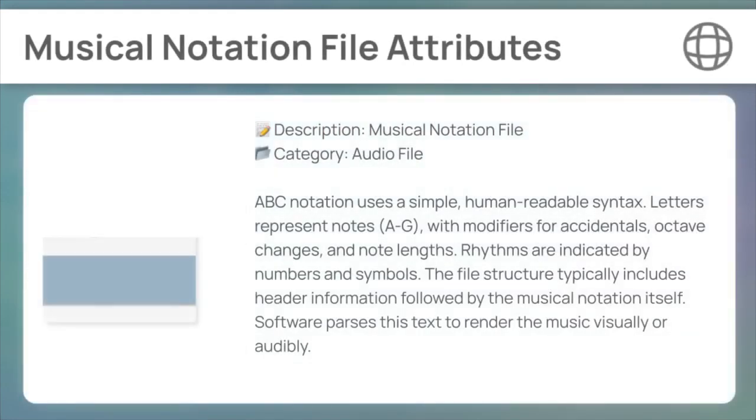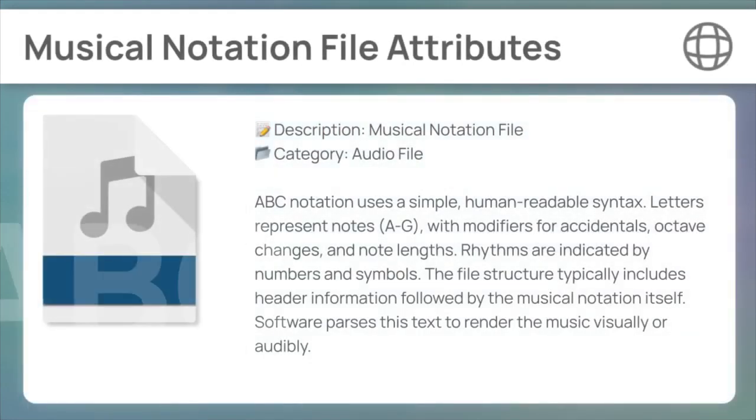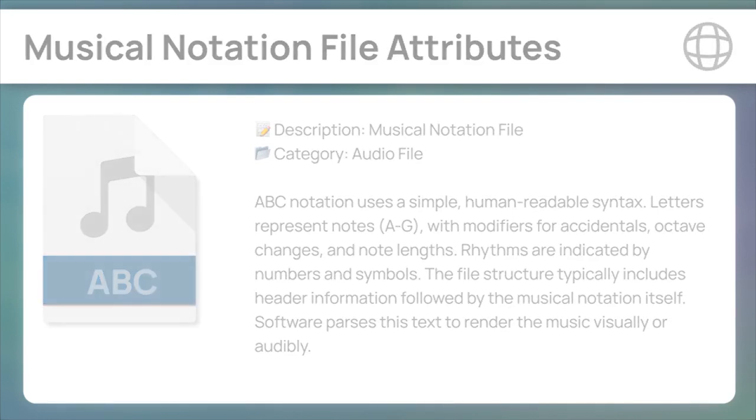ABC notation uses a simple human-readable syntax. Letters represent notes, A to G, with modifiers for accidentals, octave changes, and note lengths. Rhythms are indicated by numbers and symbols. The file structure typically includes header information, followed by the musical notation itself. Software parses this text to render the music visually or audibly.